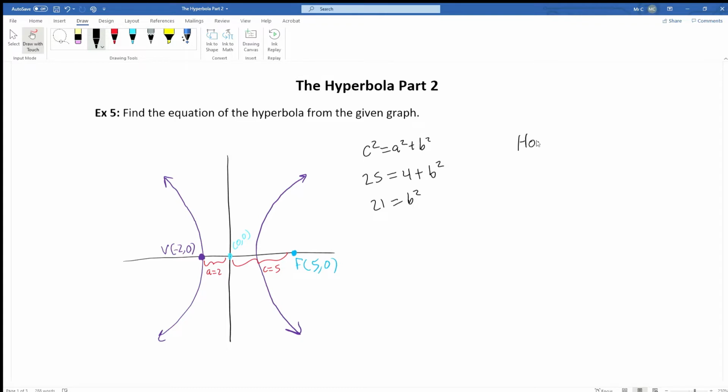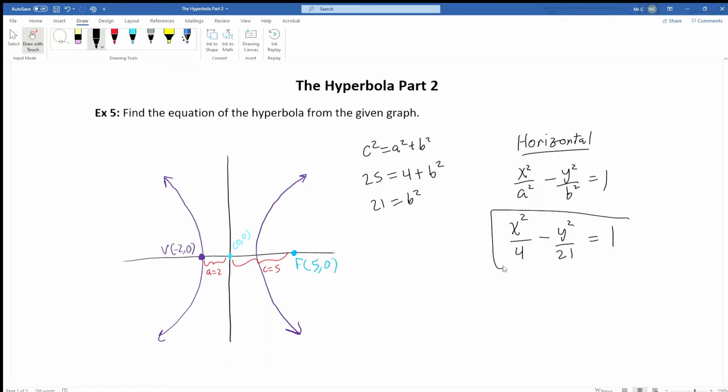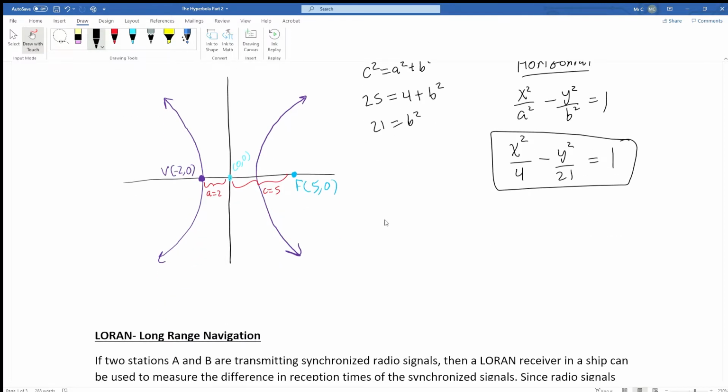And this graph is horizontal, so that means it has the form x squared over a squared minus y squared over b squared equals 1. Which gives me x squared over 4 minus y squared over 21 equals 1. All right, well, that's it for that example.